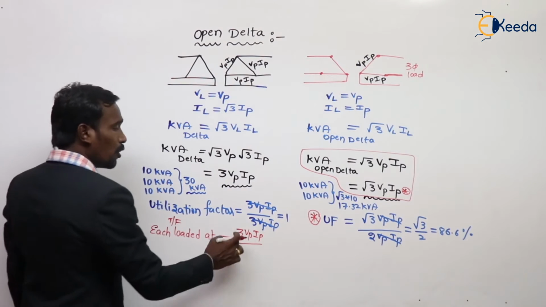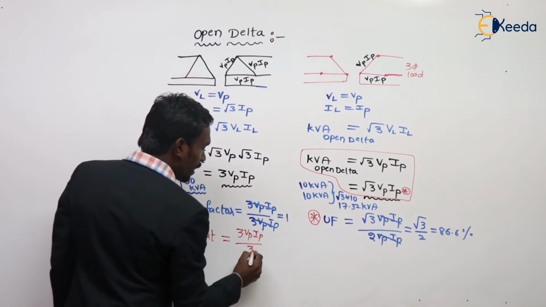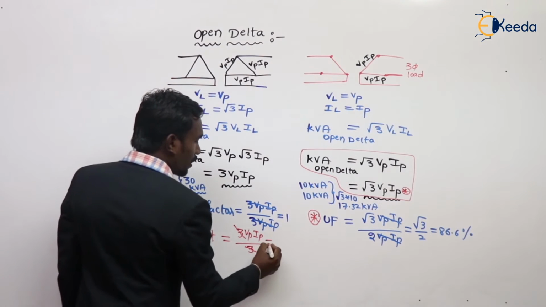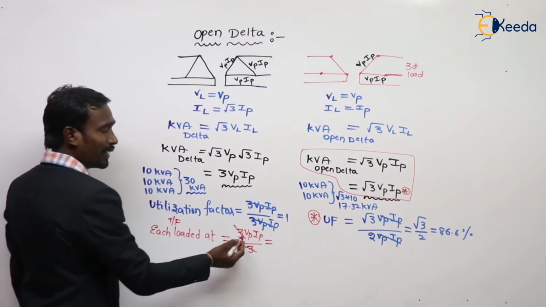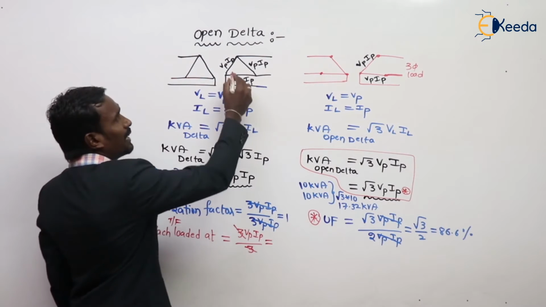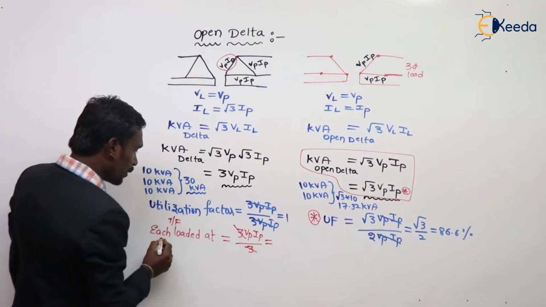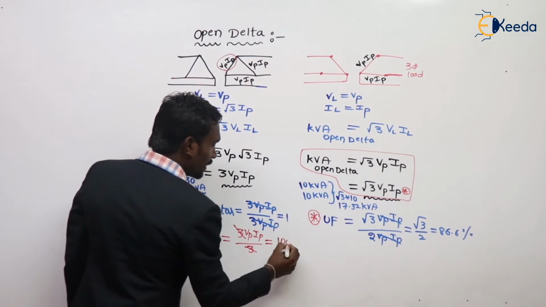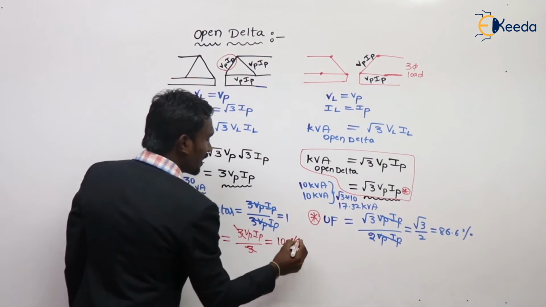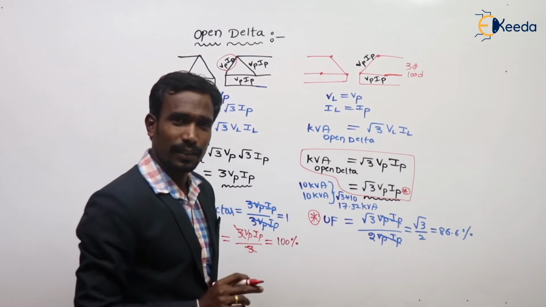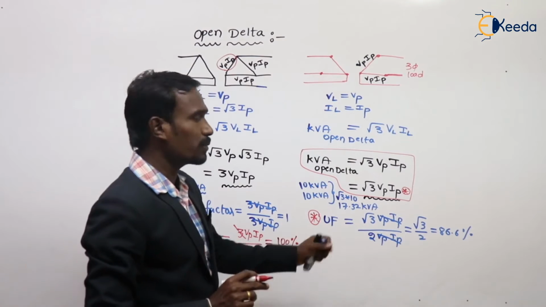For that, total load by number of transformers, 3. So each transformer is loaded at V phase I phase, and each transformer's capacity is also V phase I phase. Therefore, each transformer is loaded at 100%. 100% load is there.